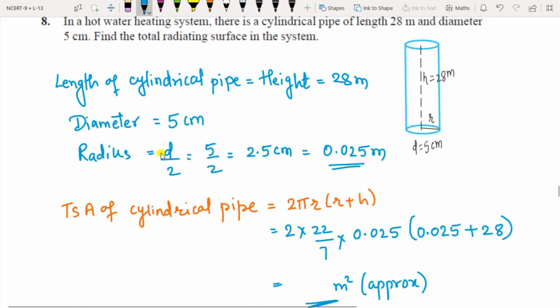Question 8 here is, in a hot water heating system, there is a cylindrical pipe of length 28 meter and diameter 5 centimeter. Find the total radiating surface of the system. That means you have to find the total surface area of the cylindrical pipe. So the length of the cylindrical pipe, that is the height, is 28 meter, diameter is 5 centimeter, so radius is 2.5 centimeter, that is 0.025 meter.